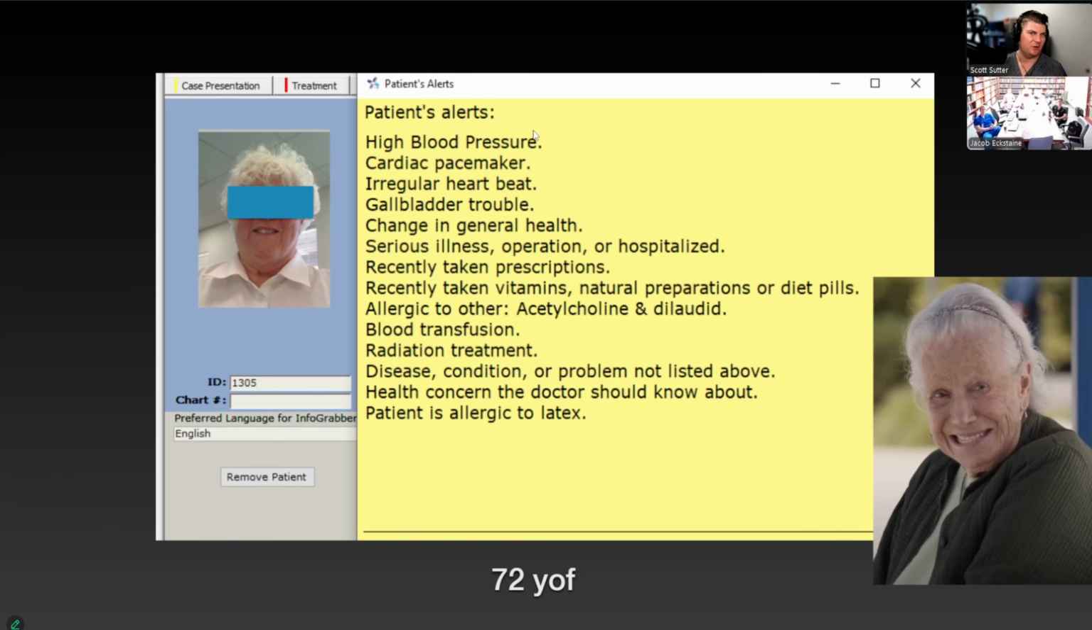So what do we see in here? We see high blood pressure. We see cardiac pacemaker. We see irregular heartbeat. We see gallbladder troubles. We have serious illness. They're taking medications. They're on lots of different medications here.